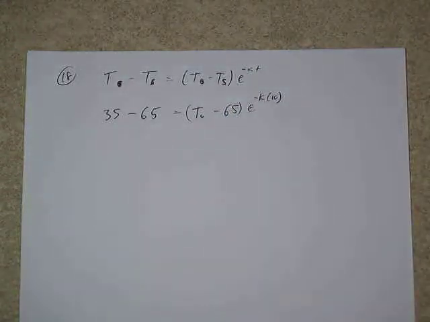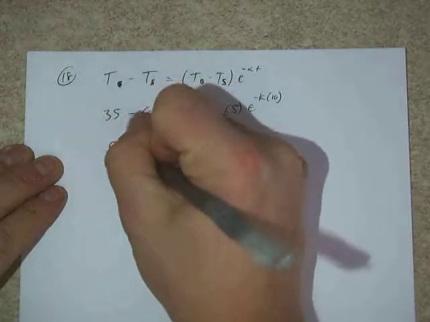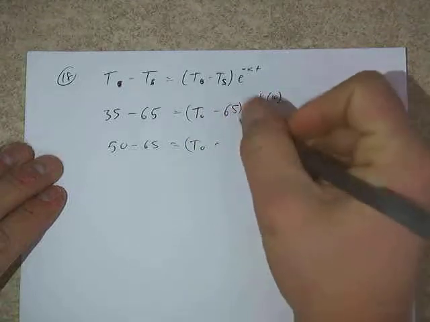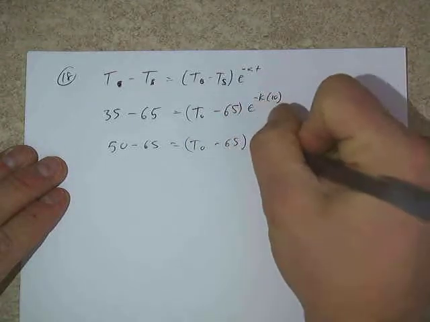Okay. What's the problem that we have with this equation though? Why can't we solve it? It's got 2 variables in it. So if it's got 2 variables in it, that's obviously a problem. Okay. However, they gave us more information. They told us that after another 10 minutes, the temperature was 50. So that means it went to 50.